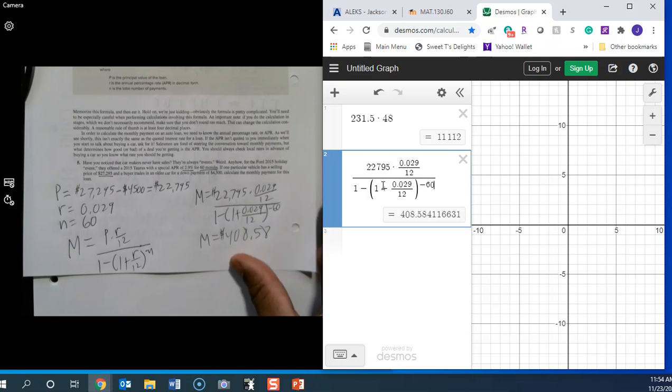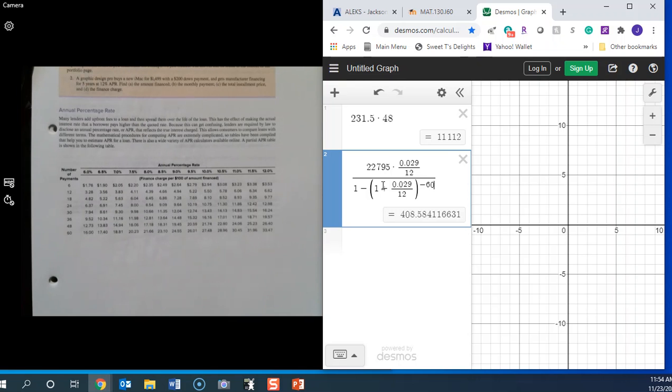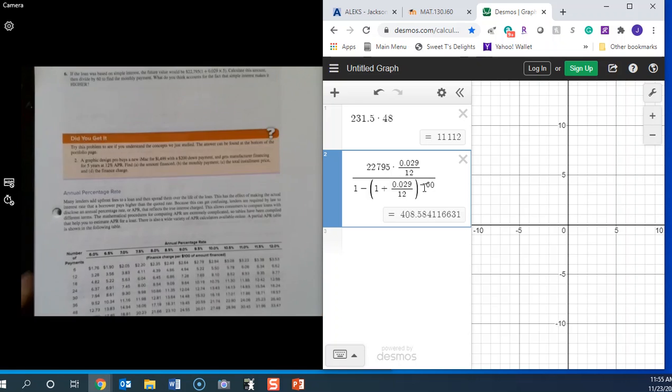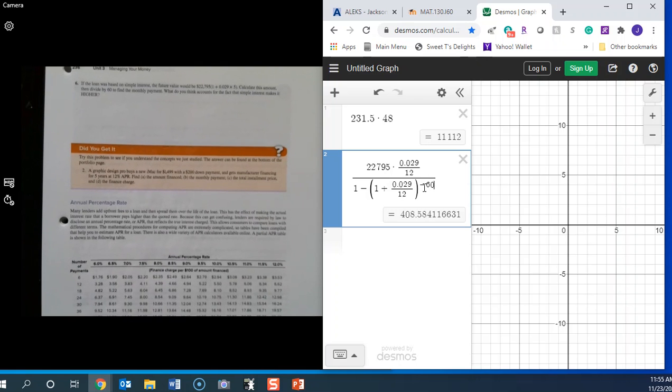Now, I want to talk to you slightly about a strategy when you're doing this in your calculator. Because this formula is long to type out in your calculator, I wouldn't get rid of this. I would leave this here, and then whenever we need to do any more monthly payments, we could just replace the numbers instead of retyping it out again. And we'll see that soon.